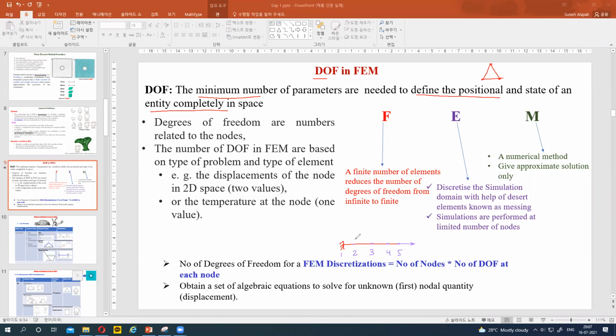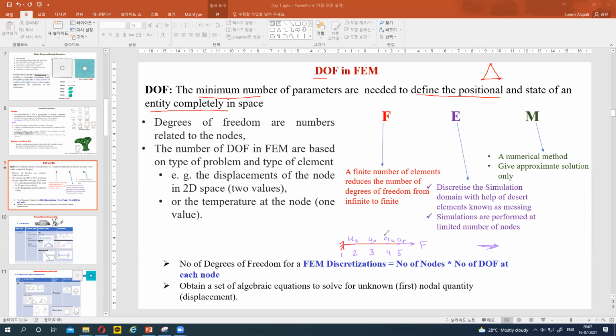This is a one-dimensional problem and I apply force like this. We have to find the displacement in this direction. The load is applied only in this direction. I have to find u1. u1 means displacement here. u1 is 0, actually fixed, right? And then u2, u3, and u4.